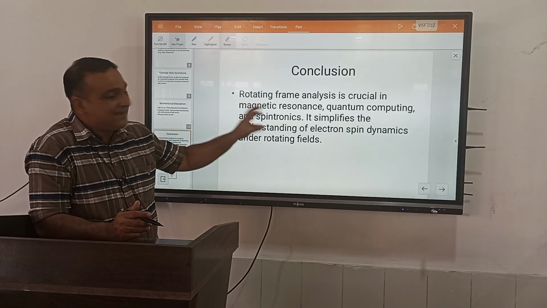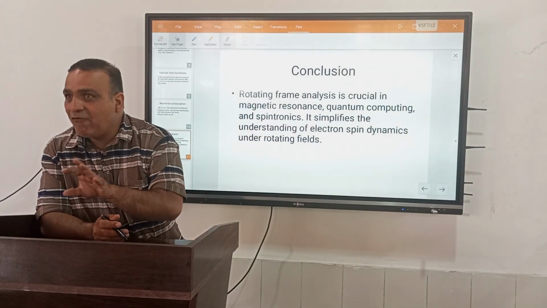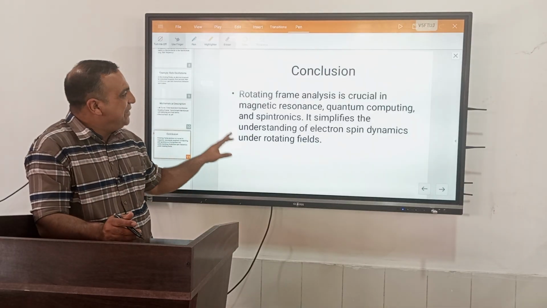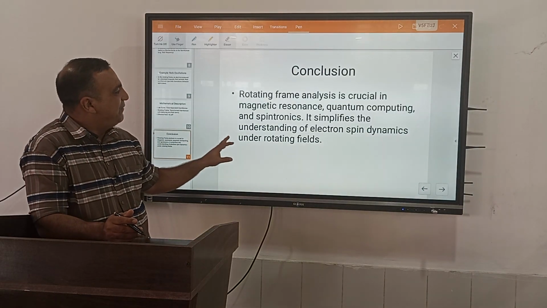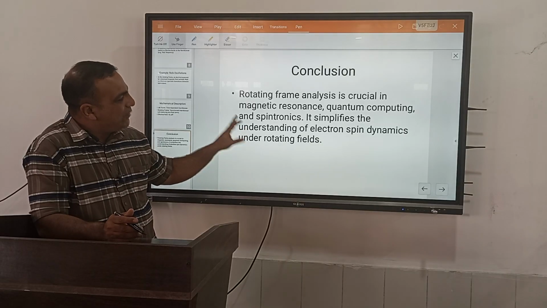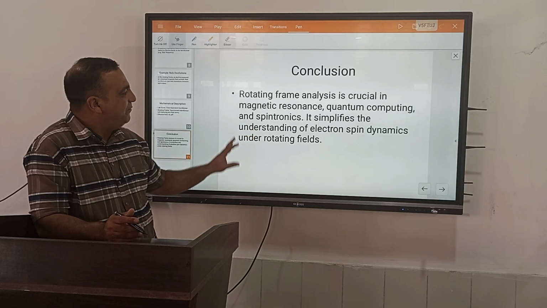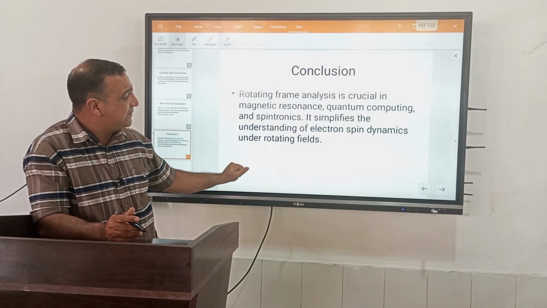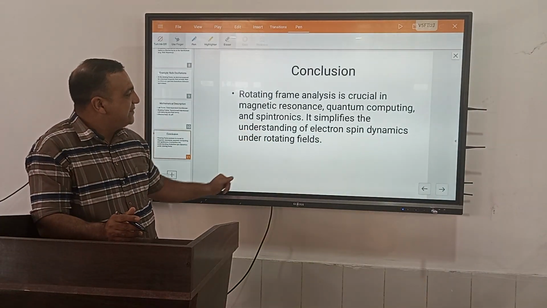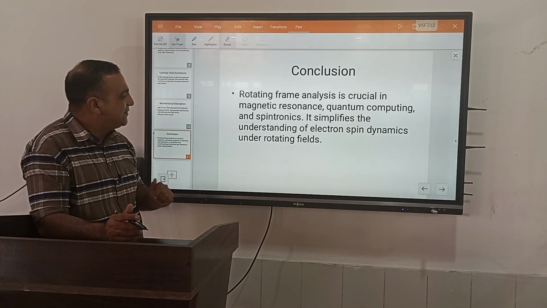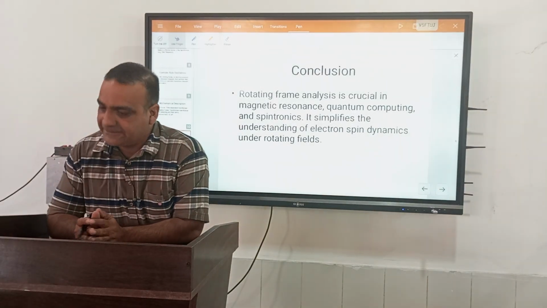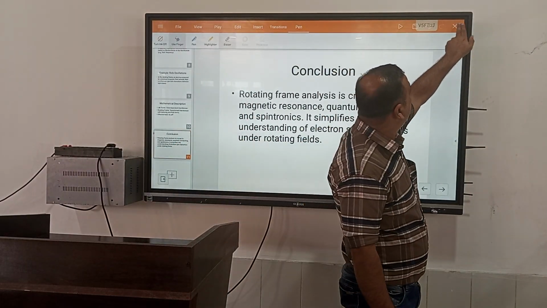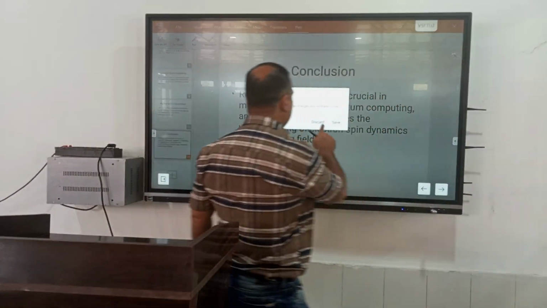So to end this introduction, rotating frame analysis is crucial. It has its future. If you go in the same framework, and you understand phenomena like magnetic resonance, you can understand quantum computing, you can understand spintronics, you can do research in these fields. And it simplifies the understanding of electron spin dynamics under these rotating magnetic fields. Okay, now let's go with the mathematical argument.